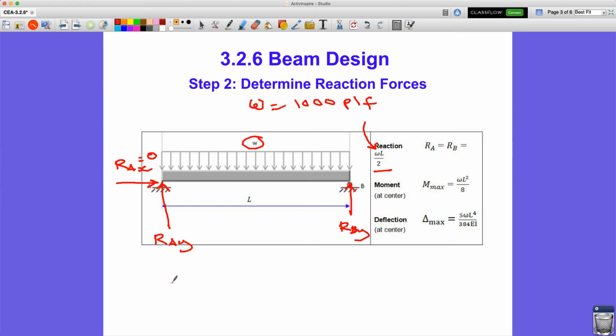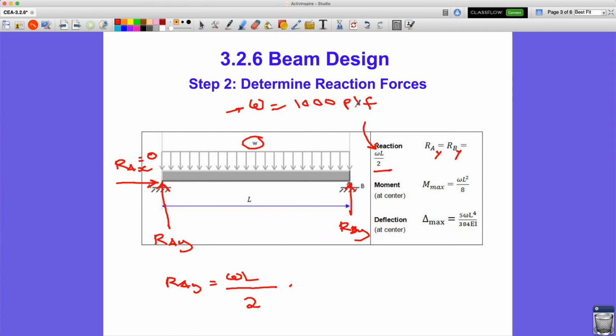Reaction force RA, and you could put a little y back there if you want, because it is the vertical component. RAY equals omega, or W, that's the loading, times L, which is the length of the beam, over 2. So you just got to make sure your units are the same.